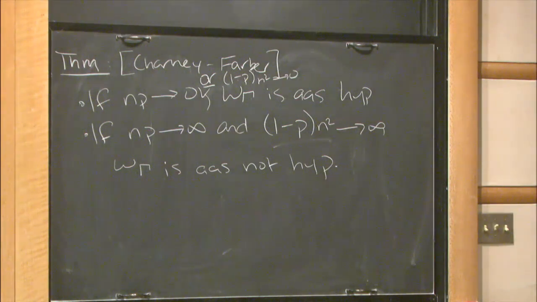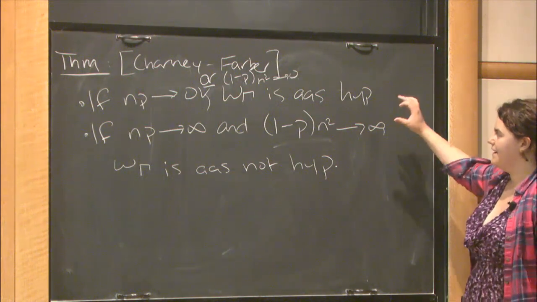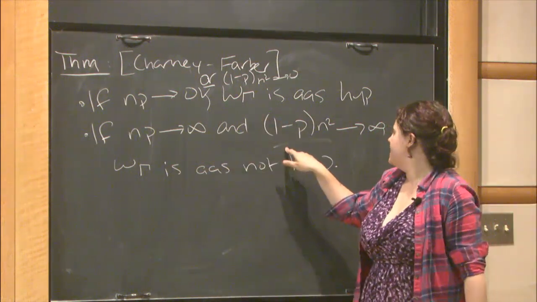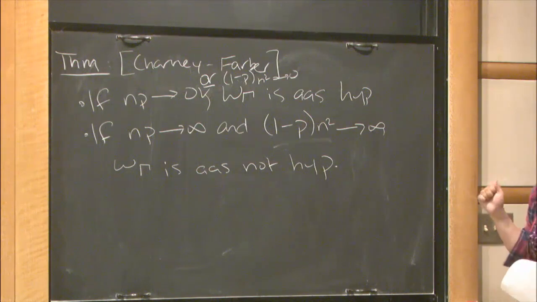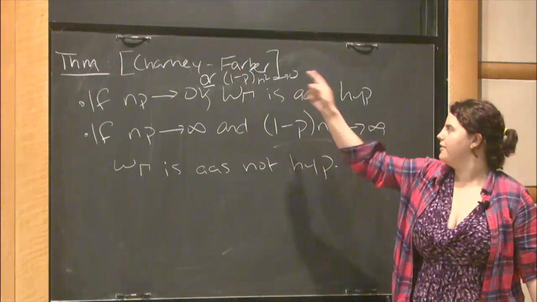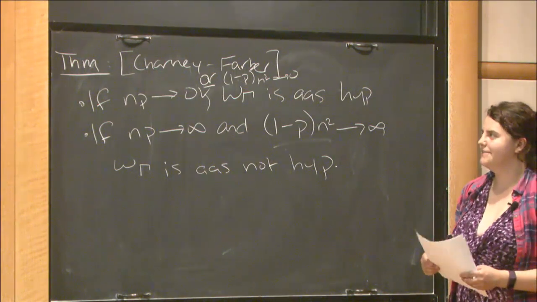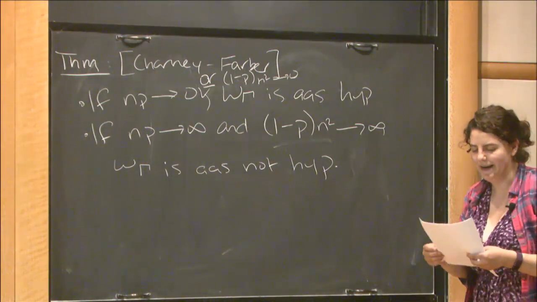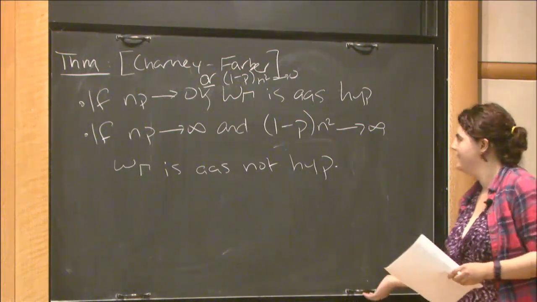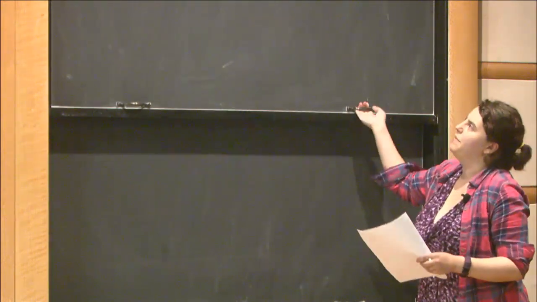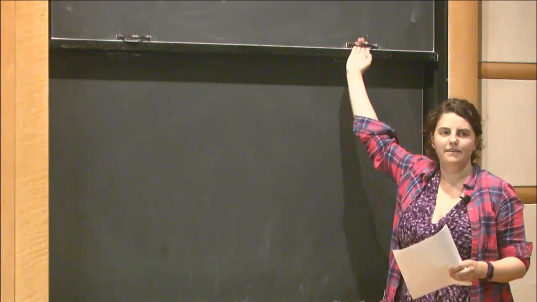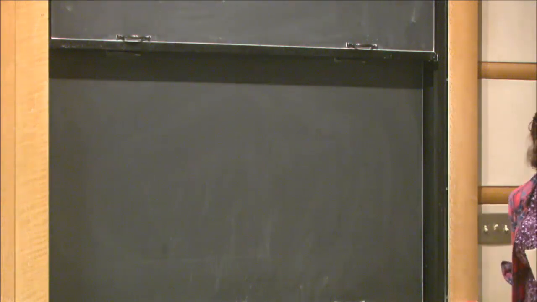So this is sort of nice. This is as good of a result as you could hope for: if these two things both go to infinity, then we know it's not hyperbolic, and if either of them goes to 0, then we know that it asymptotically almost surely is hyperbolic. So this is a very nice theorem. My theorems are not going to be this nice, and we'll see why. Part of it is because I'm not as smart as these people, but also it's more complicated.